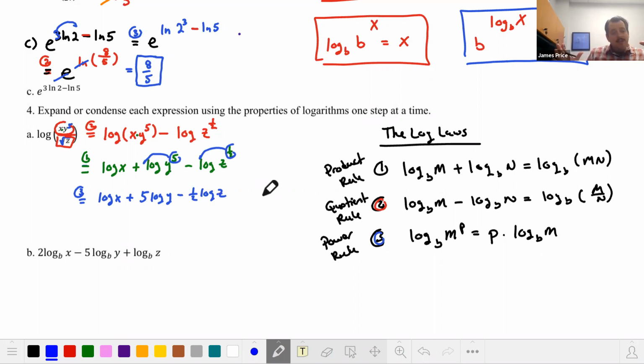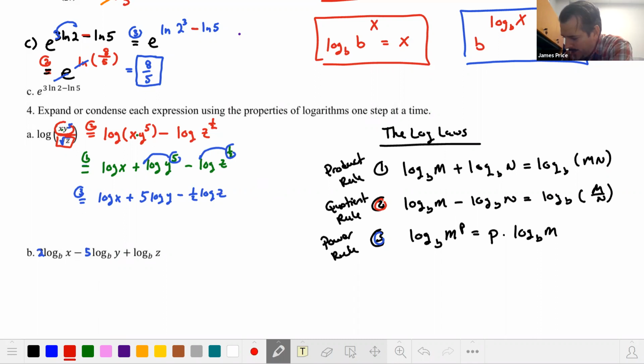That was expanding logarithmic expressions. Now we're going to practice condensing or contracting, however you want to say it. So we're going to rewrite this as a single log base b. And again, you can see we're definitely going to use that product rule there, or the power rule right there, because you have a 2 and a 5.